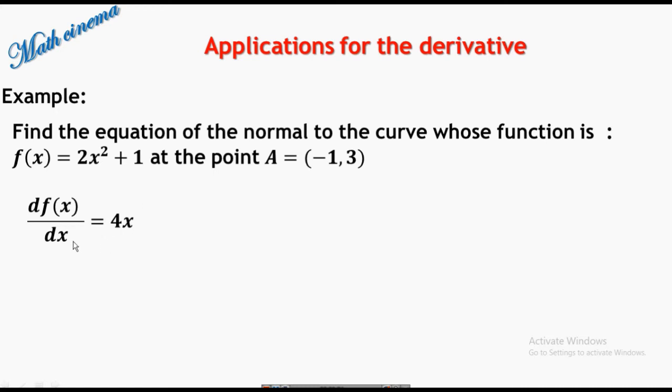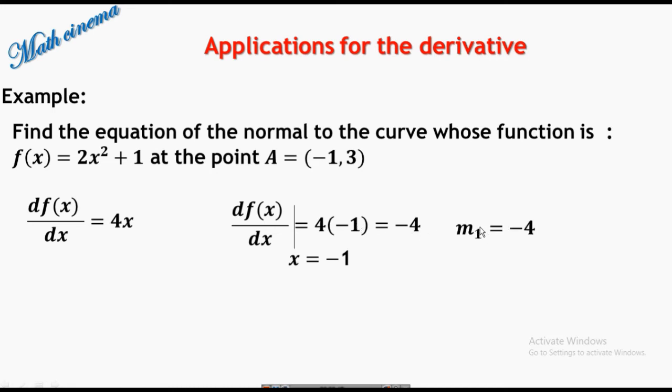So the first derivative is 4x. Then you are going to substitute by the x of the given point. So the derivative at x equals negative 1 is 4 times negative 1 equals negative 4. Then the slope of the tangent equals negative 4.